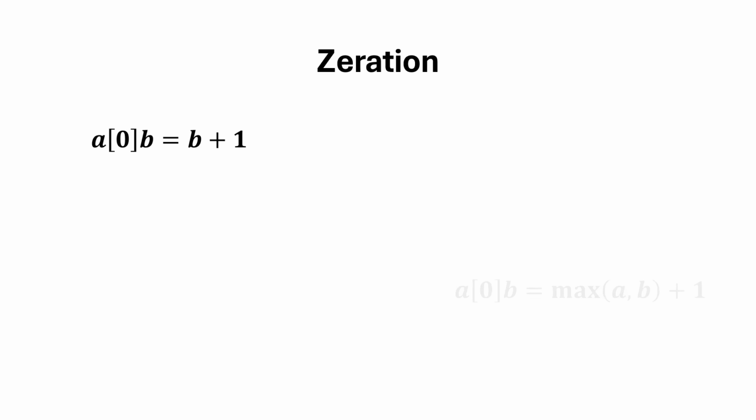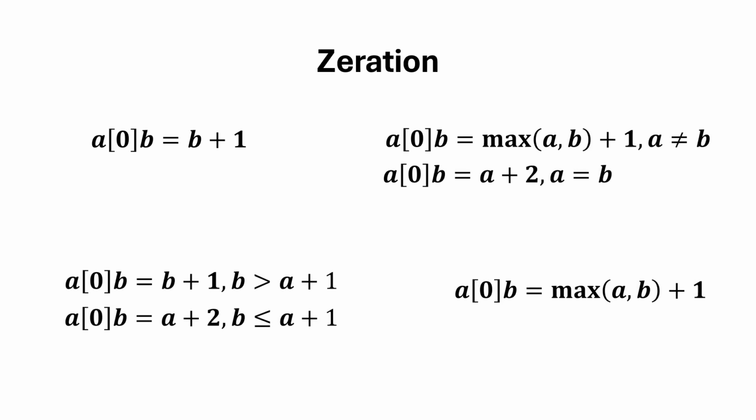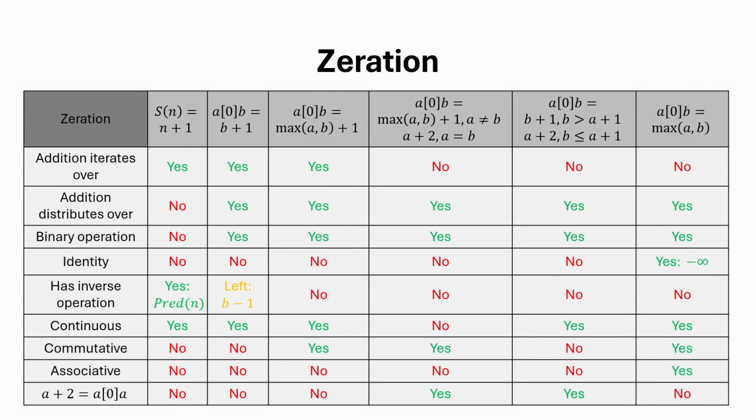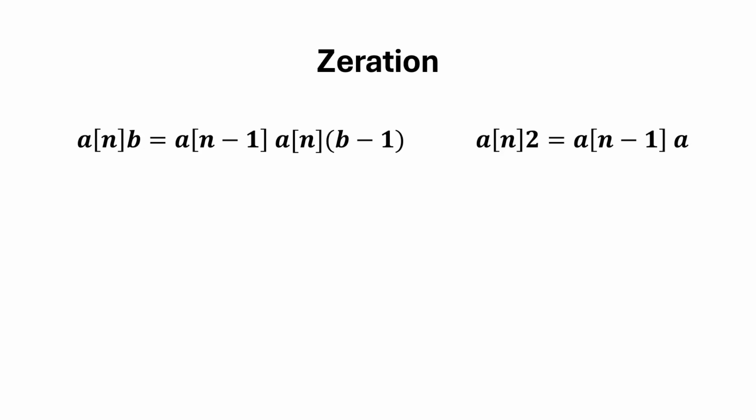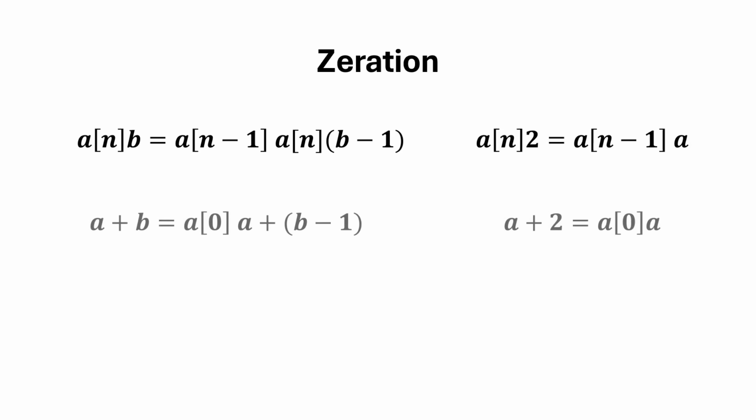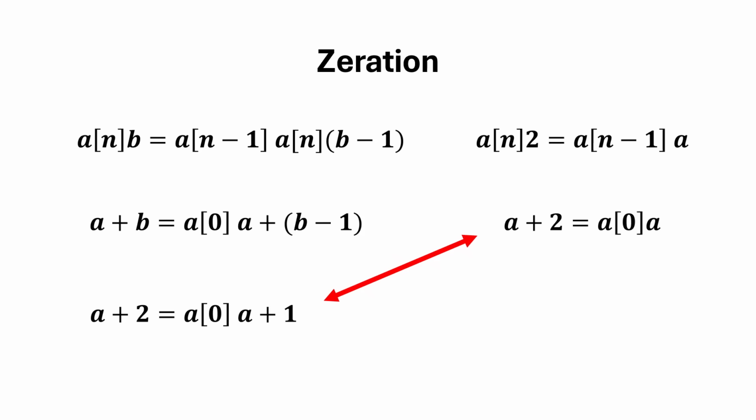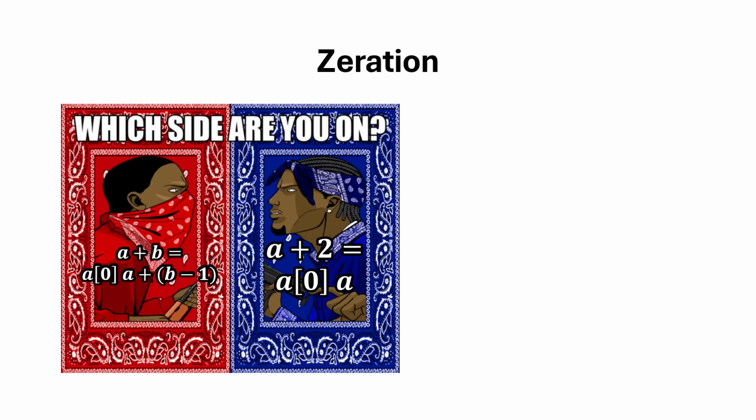Some have proposed alternate ways of defining zeration, like these ones, but all of them have some flaws. We can try to keep some interesting properties, but we can't have all of them. One of the main problems is that these two expressions are always true for every hyperoperation so far, but they can't both be true for zeration, as it leads to a contradiction. So we end up having to give up some properties over others.